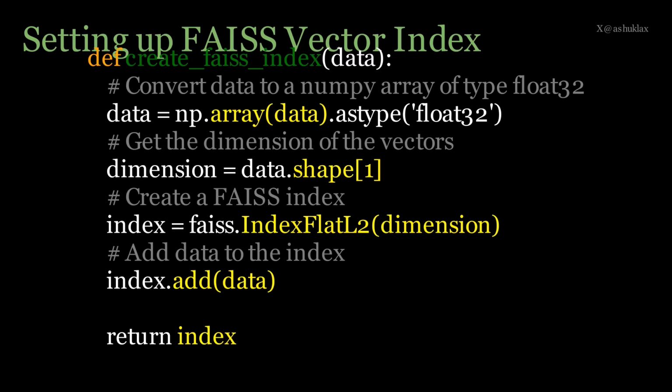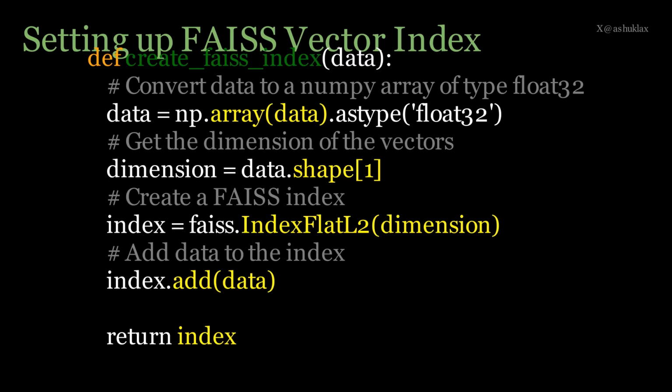Now, faiss.IndexFlatL2(dimension), what does it mean? It is initializing an index that uses L2, which stands for Euclidean distance, as the metric for the given dimension. Now you are adding data to that index. So simply write index.add and pass the data into that. This add method on the index is going to insert the vectors into the index. And finally, you simply write return index. This line returns the created FAISS index.